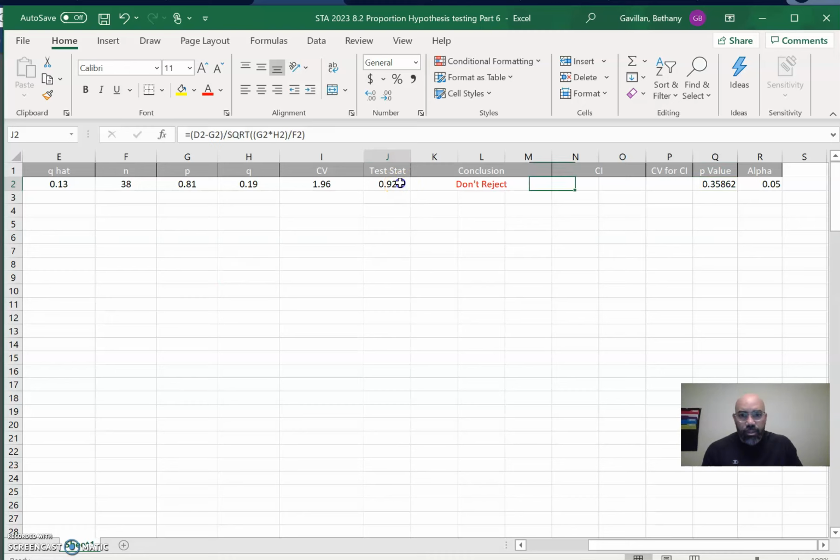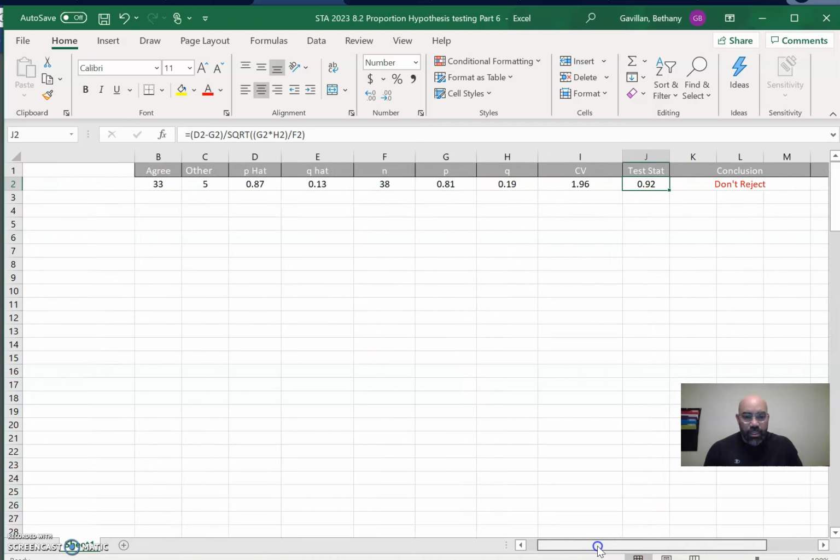And then this value is my test statistic. So this value here is basically the probability of you rejecting the null hypothesis given that the null hypothesis is true. That's sort of like the best explanation. Another way that sometimes people describe it would be, what are the chances that you get this value completely out of random chance. Now, you also see that there's a conclusion here that says don't reject.